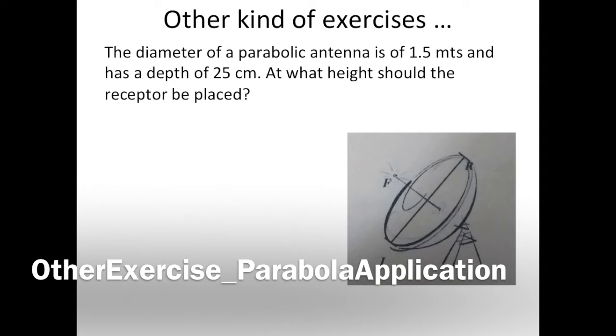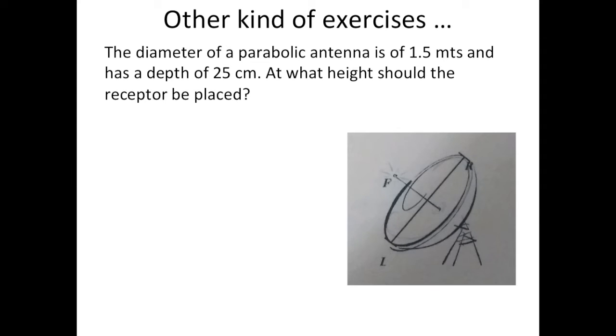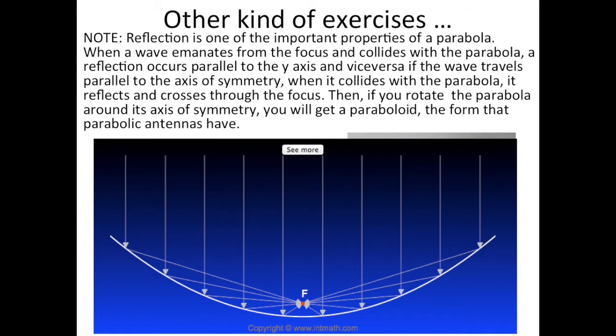Okay, guys, the second exercise that we're going to see is an application. The problem says the diameter of a parabolic antenna is 1.5 meters and has a depth of 25 centimeters. At what height should the receptor be placed? Before I show you how to solve that problem, guys, we have to understand this.